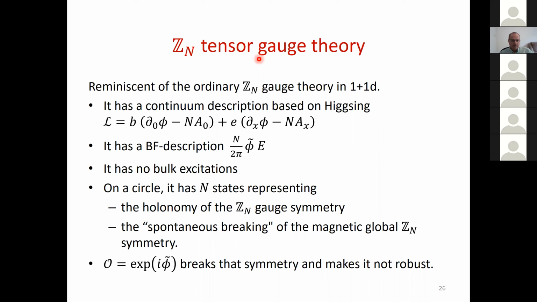And again, this system is not robust. A continuum person would say, I don't care. A lattice person would say that if we study a Zn gauge theory in 1+1 dimension, these n states are not going to be there because this operator will be present, because the magnetic symmetry is not a symmetry on the lattice. So this is what I wanted to say about 2+1 dimensions.